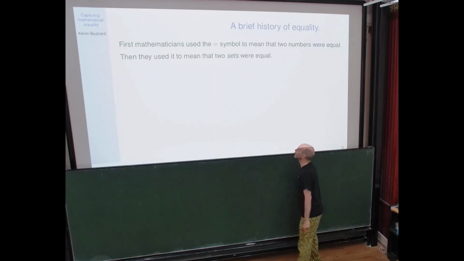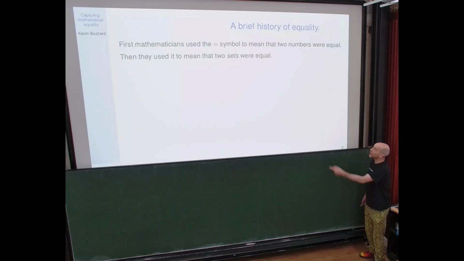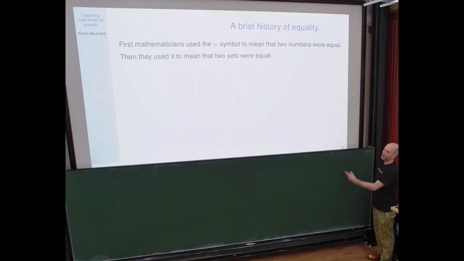and then of course, when we started arguing more conceptually, you can start using it to mean that two sets are equal, and we know what it means for two sets. There's an axiom that tells you when two sets are equal. Two sets are equal when they've got the same elements. So this is again a completely unambiguous concept of equality.